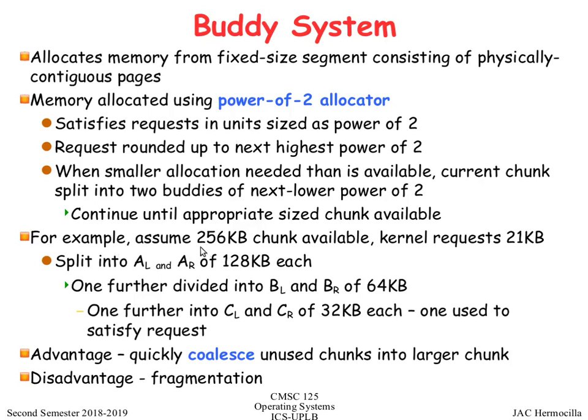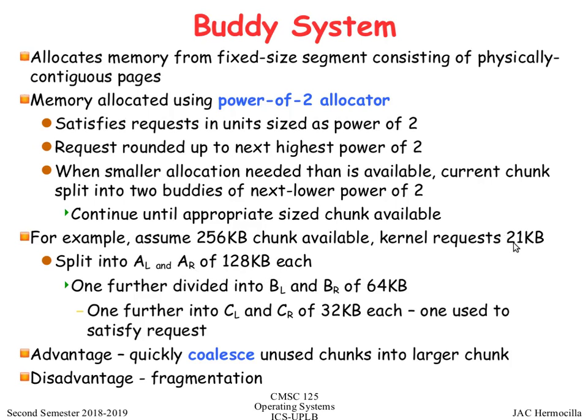For example, assume a 256 kilobyte chunk available. So merong isang piece of memory, 256 KB available. And then the kernel requests 21 KB, okay? For some use. Kailangan niya halimbawa sa isang data structure for a device driver. Okay, 21 KB ang kailangan niya. Using a buddy system, ang gagawin niya, yung 256 will be split into two chunks, AL and AR, left and right, each of 128 kilobytes. 256 divided by 2, 128 sa kabila, 128 sa kanan. Okay? Then, masyadong malaki pa yung 128.